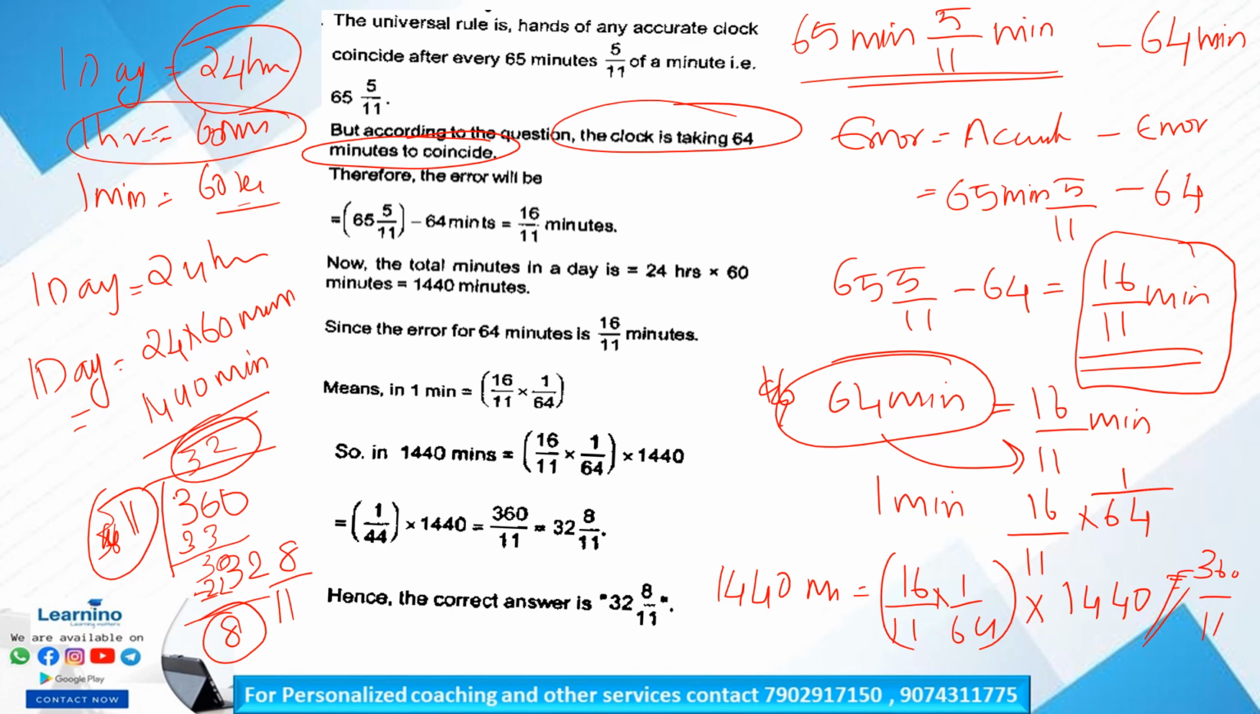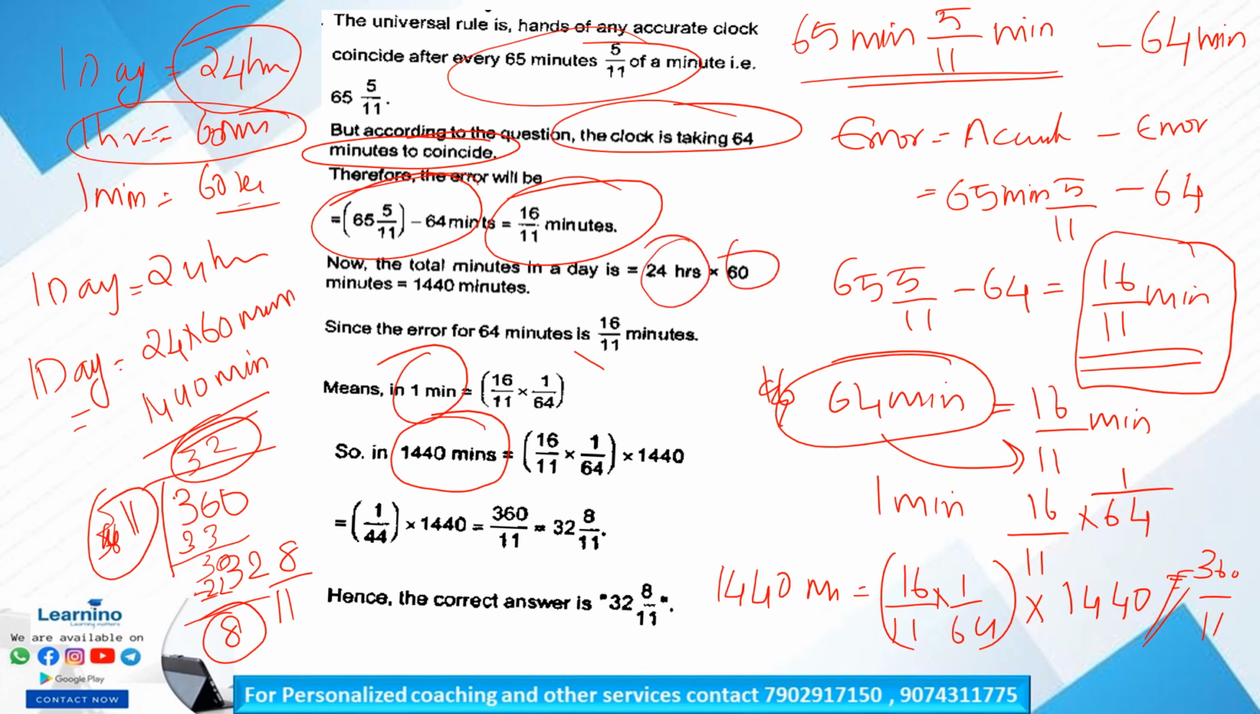So in this question we have to know this universal law. The question gives 64 minutes to coincide, so the error is 16 by 11 for 64 minutes. We have to find it for 1 minute, then for 1 day. For 1 day there are 24 hours, so 24 into 60 is 1440 minutes. For 1440 minutes, the error is 32 8 by 11. So option C is our correct answer.